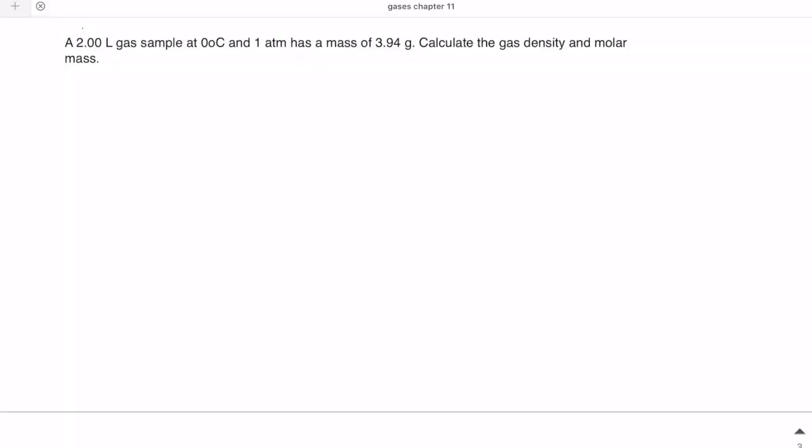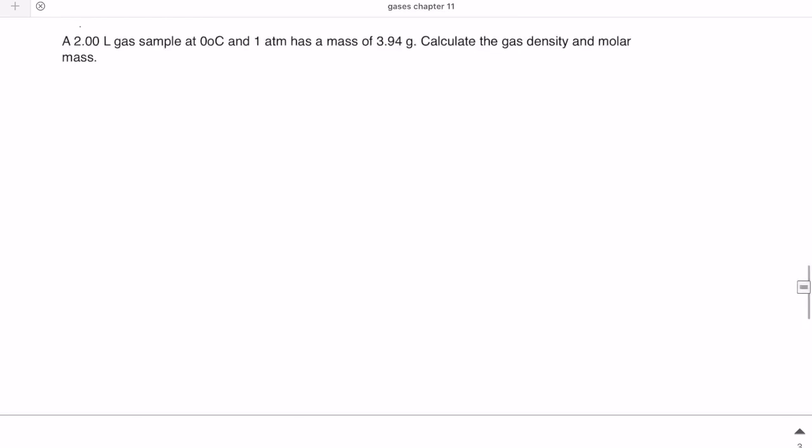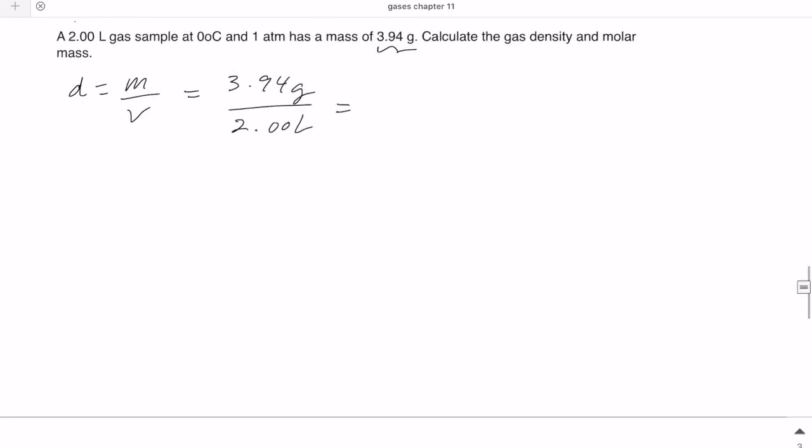Let's work out this example on Avogadro's law. It says that you have a 2 liter gas sample at 0 degrees Celsius and 1 atmosphere with a mass of 3.94 grams, and they want you to calculate the gas density and the molar mass. So density, just like anytime you calculate it, requires you to divide the mass over the volume of the substance, and we're already given both those numbers. So let's do 3.94 grams over 2 liters, and our answer ends up being 1.97 grams per liter.